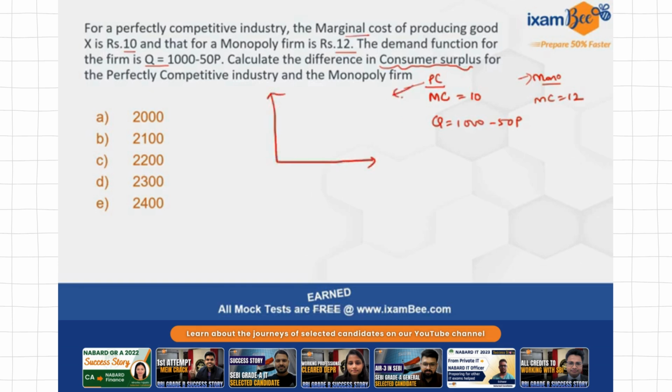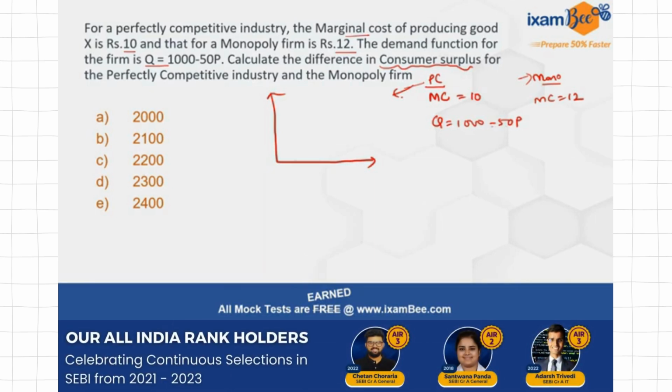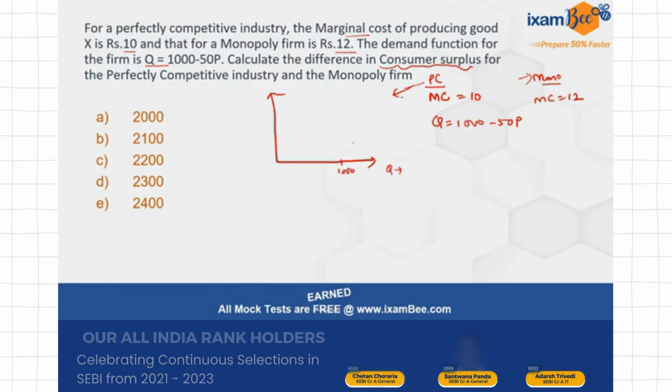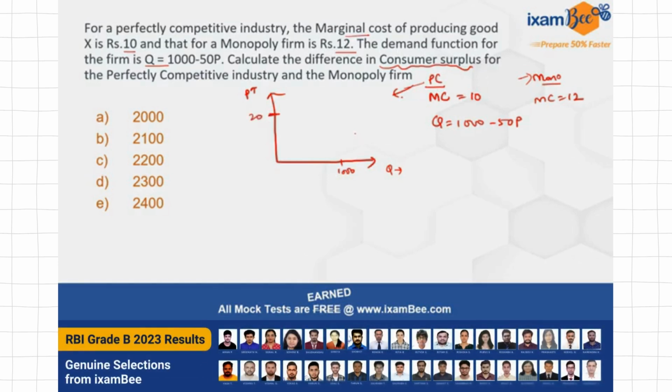Okay, so the demand is Q equals 1000 minus 50p. We can first plot the demand curve here. So if price is 0, we know quantity would be 1000. This would be cutting it here, right? And if quantity is 0, what would be the price? 1000 divided by 50, which is 20. Right? Now joining these 2 points, I'll get my demand curve.